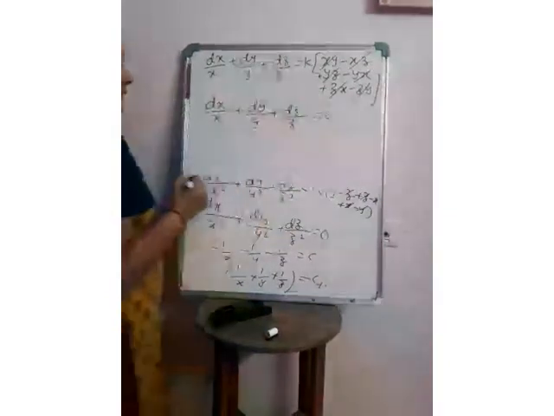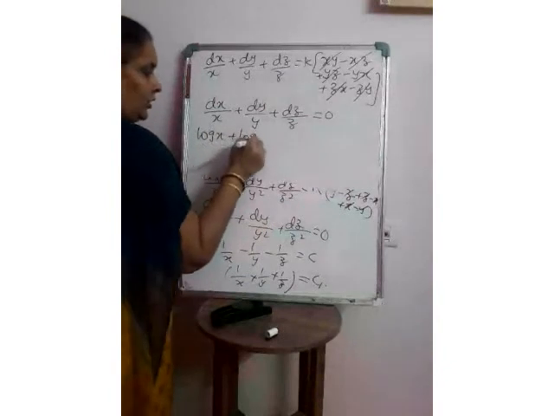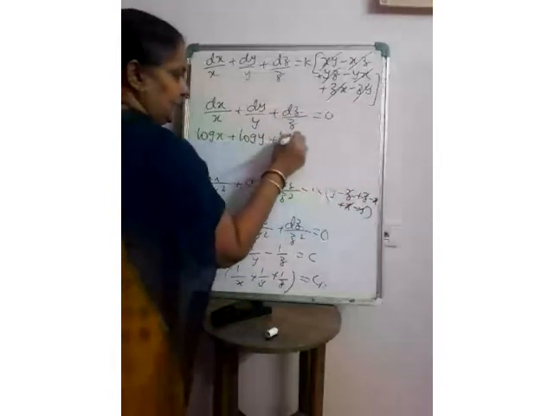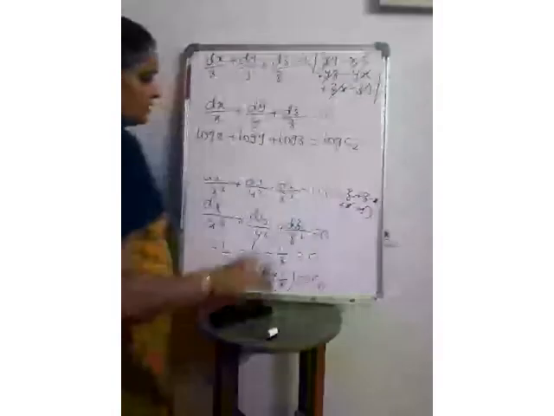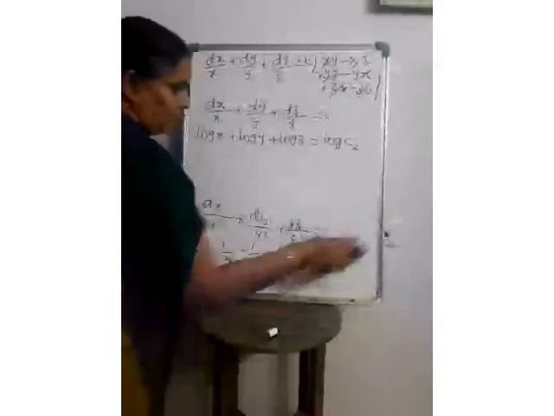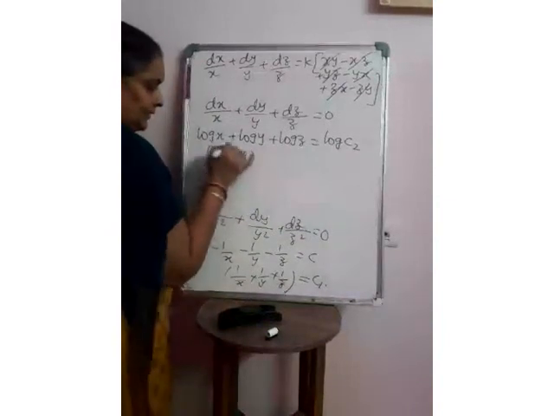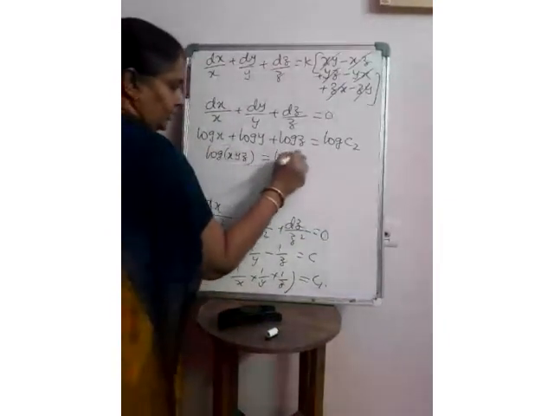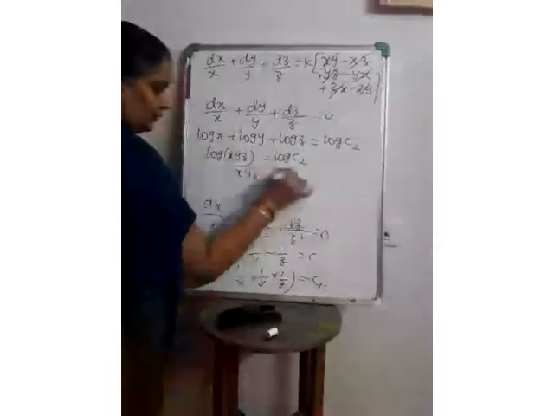equal to 0. So if you integrate, this will become log x, this will become log y, and the third term will become log z. Instead of writing it as a constant c, I'll write it as log c2 so that we can eliminate logarithm on both sides. So this will become log xyz is equal to log c2, or xyz is equal to c2, is the second set of solution.